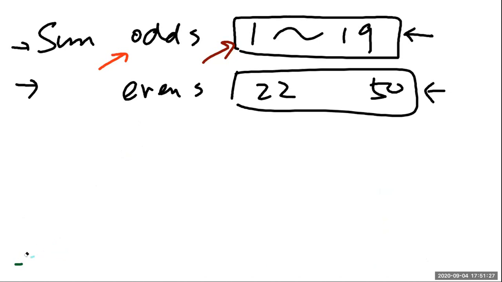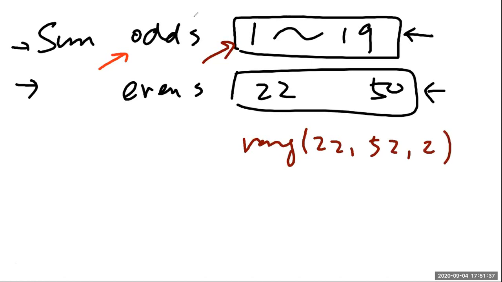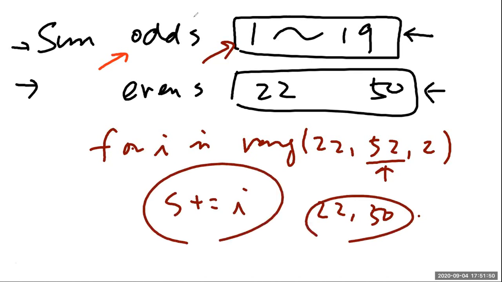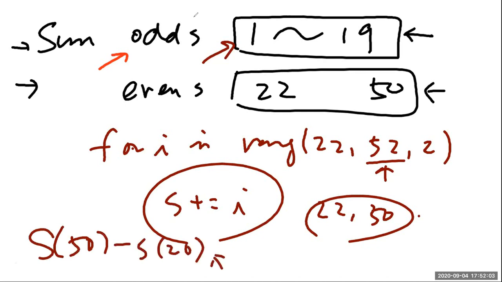So one way you can also use your range function. This time range function from 22 to 52 increased by 2, because 52 is not included. So you will go 22 to 50, right? And sum plus equals i. Is that okay? That will solve the problem. But you can also do sum of 50 minus the sum of 20. That will also solve it, okay?